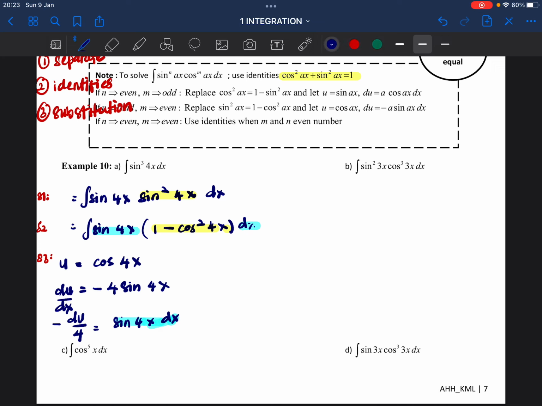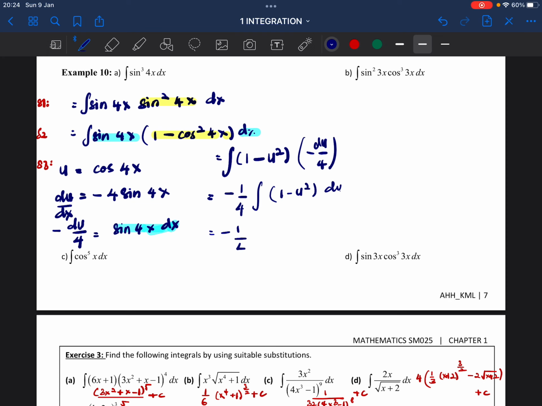So that will be integrate 1 minus, the yellow color, cos 4x is your u. Therefore cos square 4x will be u square. All the blue color is negative du over 4. So here, simplify, take out the constant. The constant is negative 1 over 4. Integrate 1 minus u square du. So we will have negative 1 over 4. Integrate 1, we get u. Integrate u square, we get u cubed over 3. Don't forget your plus c.